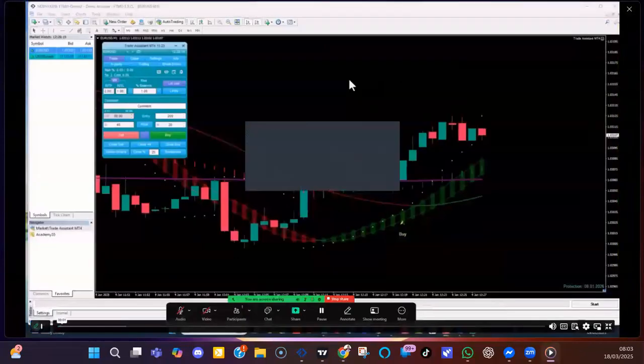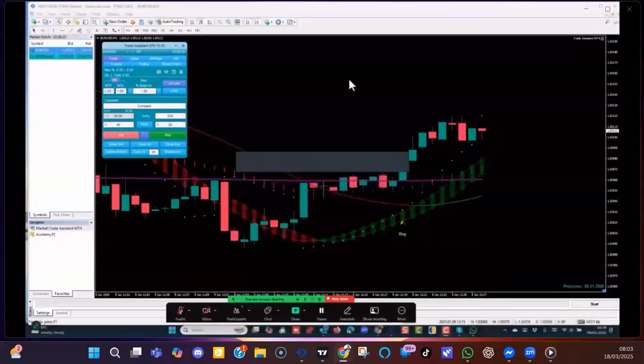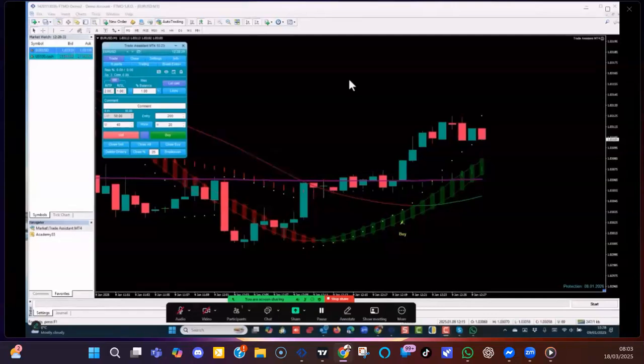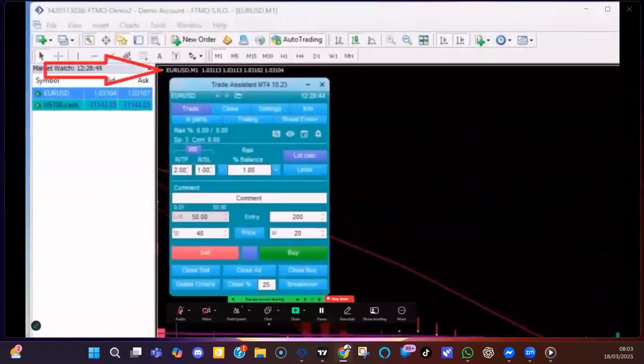Hi, this is Steve, and in this short video I'm going to just show you the settings for the Trade Assistant to make sure that you've got the minimum 2 pip stop loss on the Euro USD or any currency pair, and how you set it for if you're trading a commodity like the US 100, because the settings are slightly different. So here you can see we're on the Euro USD chart here.